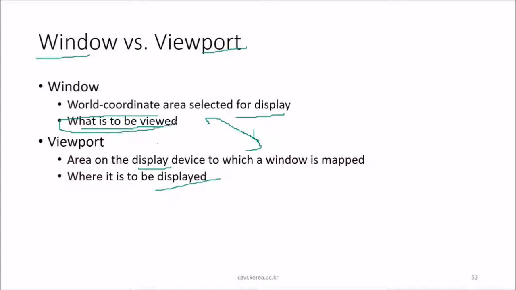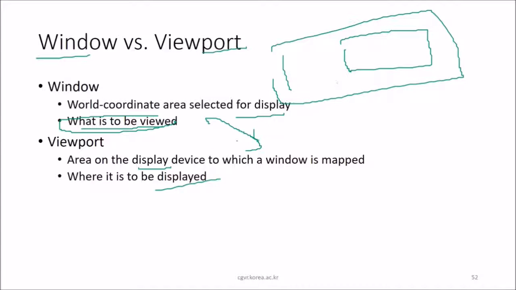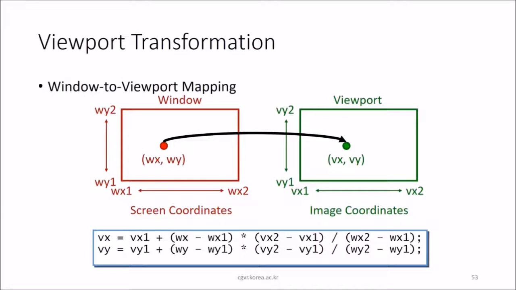What is to be viewed, and it is okay that I want to show all this, but my device can show only this. So where it is to be displayed is the area on the display device to which the window is mapped. So viewport transformation is done like this: window to viewport mapping. This is our window, this is our viewport. So this is a very simple conversion from screen coordinate to image coordinate.